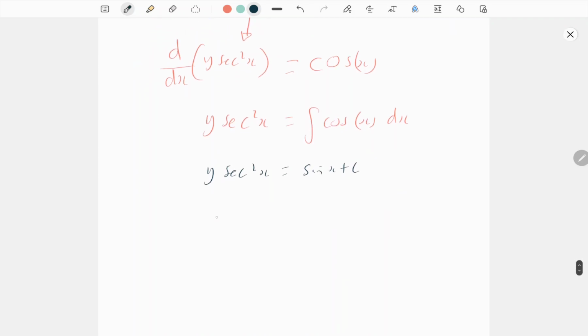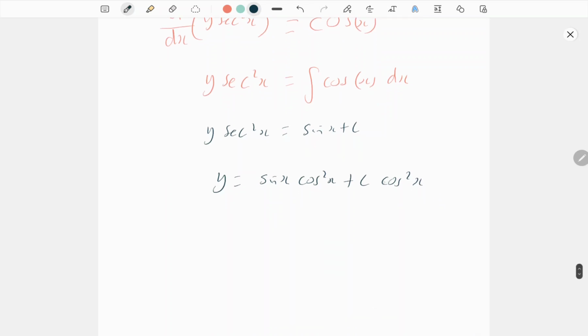We can now try and write this in a bit of a neater way. If we divide through by sec squared, we get sine x cos squared x, because sine x over sec squared is the same as sine x cos squared x, plus c cos squared x. We can factorize the cos squared out, so it becomes y equals cos squared x bracket sine x plus c. That's our general solution.